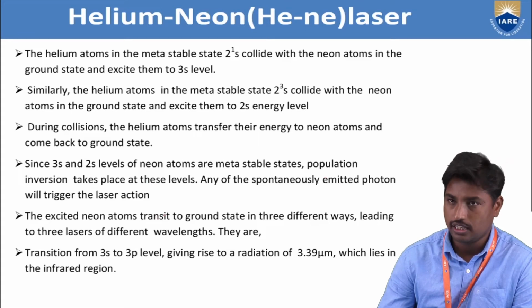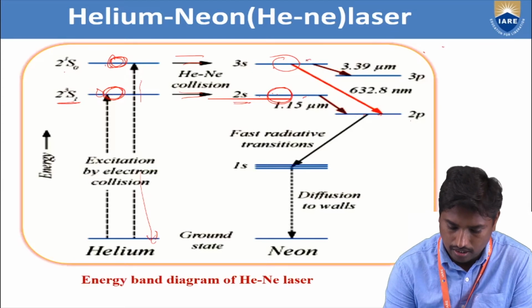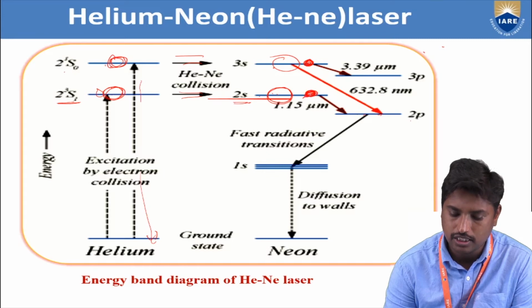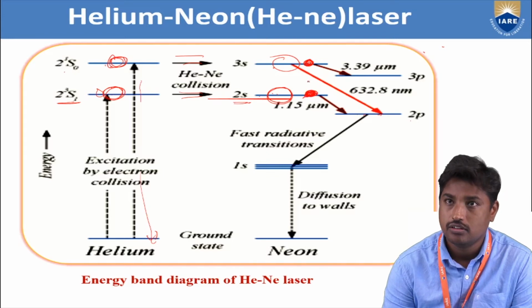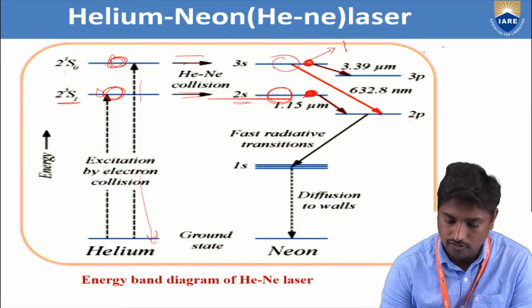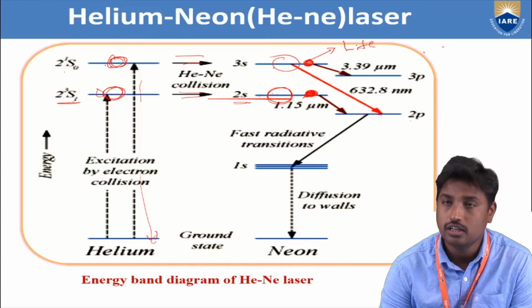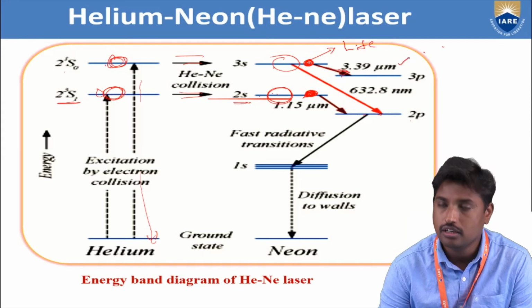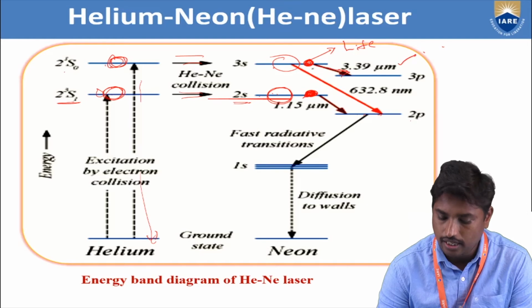So what is spontaneous emission again? Suppose this is the first coming neon atom. After excitation, this is the excited atom. An excited atom does not stay permanently in the excited state. After completion of its lifetime, what will happen? It is de-excited to the next energy level. During the de-excitation, energy is emitted by the atom. So here there are three types of laser transitions: one is 3s to 3p, one more is 3s to 2p, and the third possible transition is 2s to 2p.